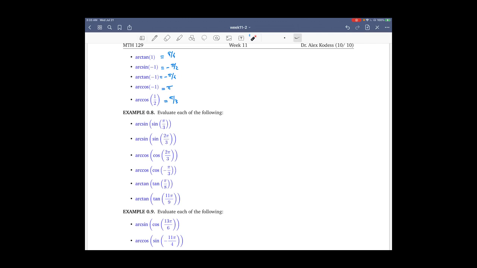For instance, what is arcsine of sine of pi over 3? Well, given that sine and arcsine are inverses of each other, and the fact that pi over 3 lies in the interval negative pi over 2, pi over 2, arcsine of sine of pi over 3 simply is pi over 3.